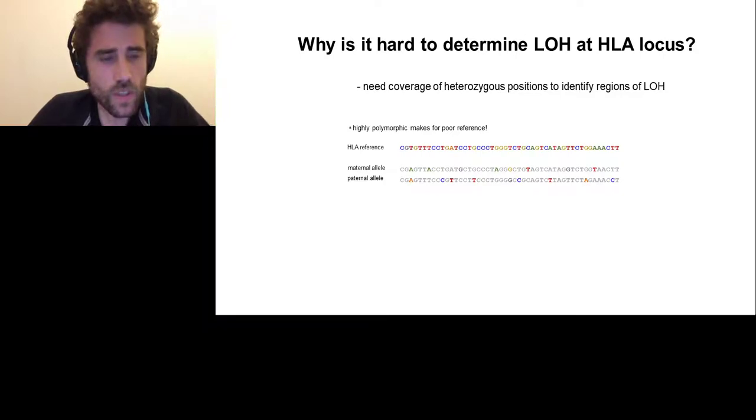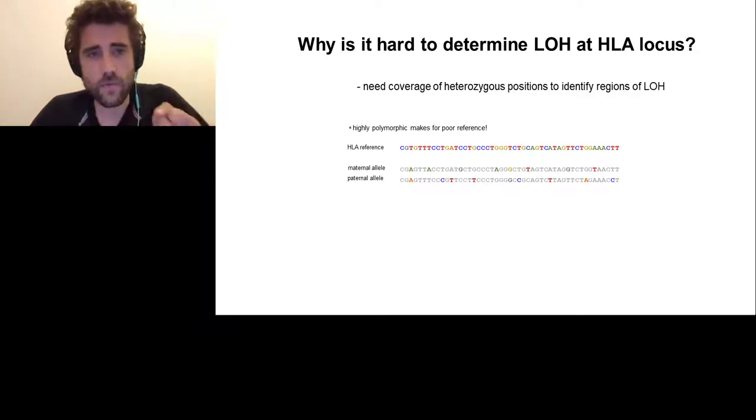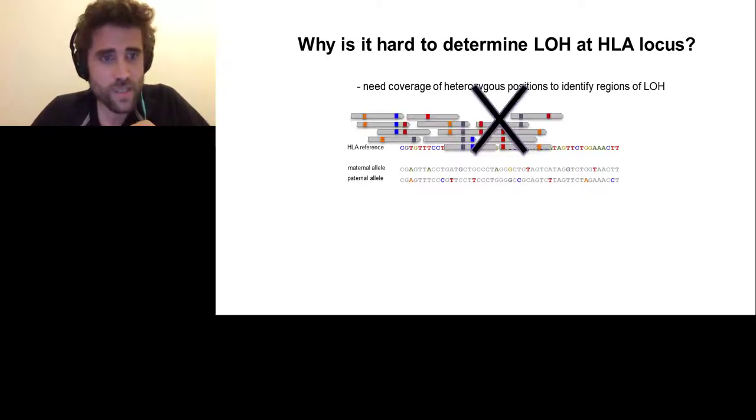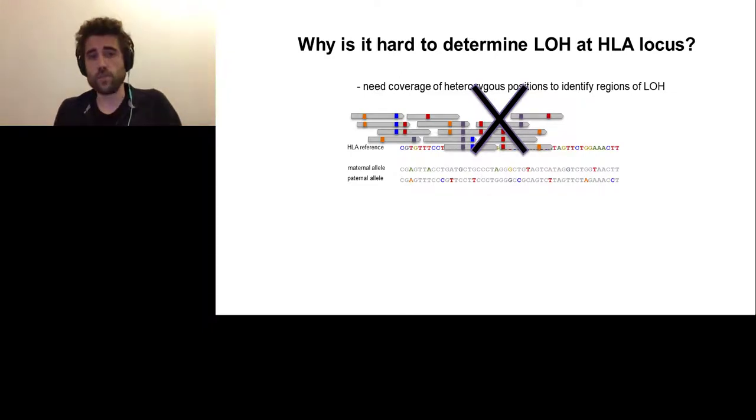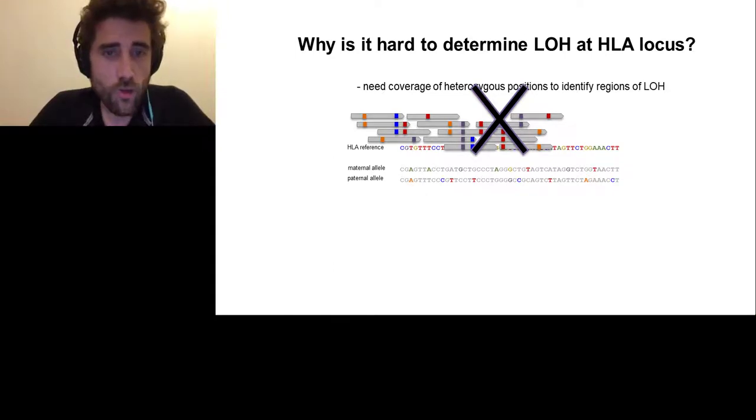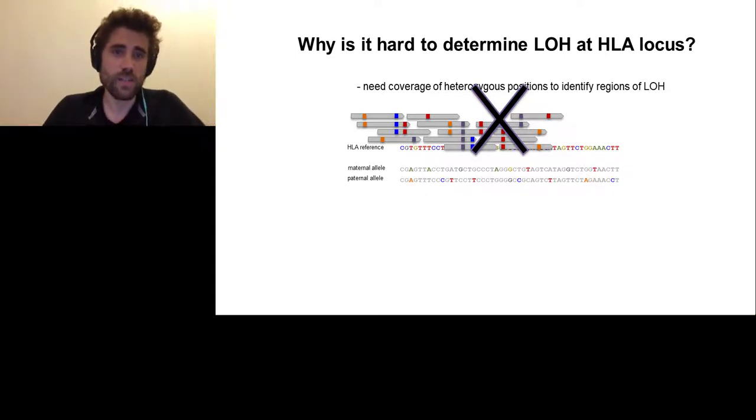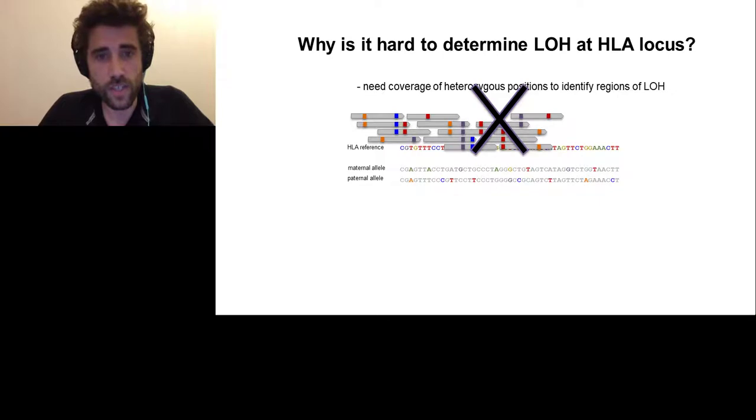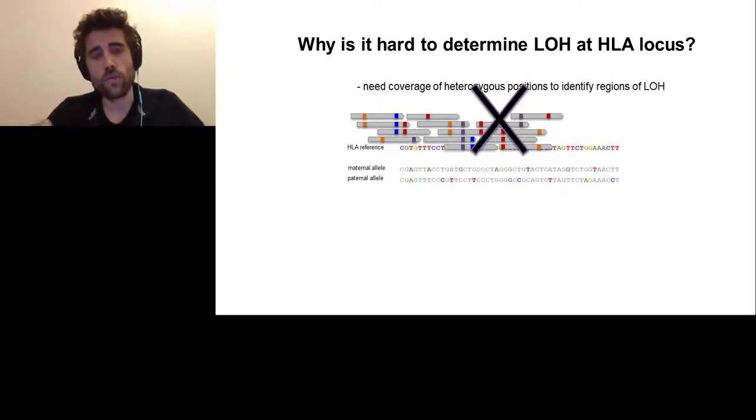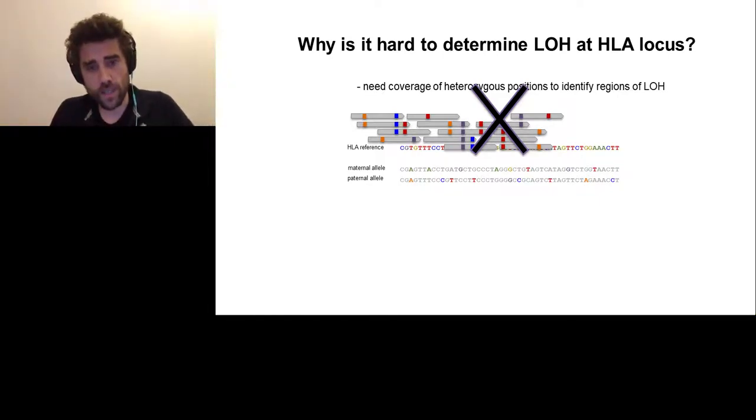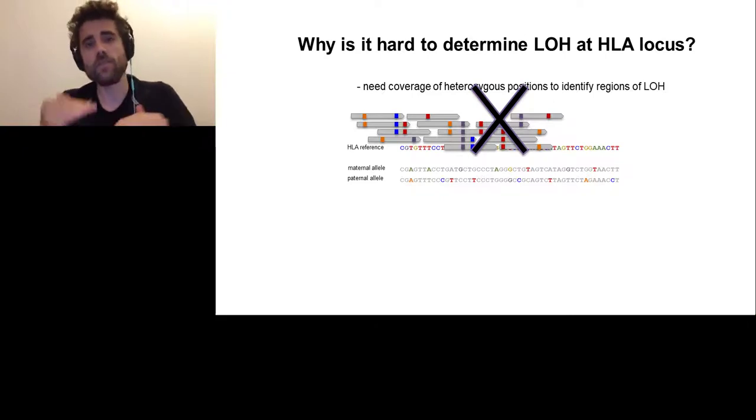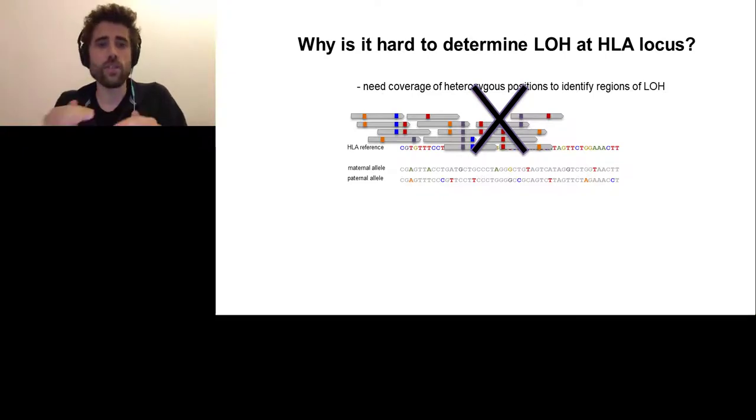So what we reasoned was, instead of aligning to the standard reference, we could align to the patient-specific HLA alleles. And this is exactly what we developed a tool to do. We call this tool LOHHLA, which stands for loss of heterozygosity in human leukocyte antigen. Here we align the normal reads as well as the tumor reads to the patient-specific HLA alleles, and this allows us to determine, for each patient-specific HLA allele, the copy number within the tumor.